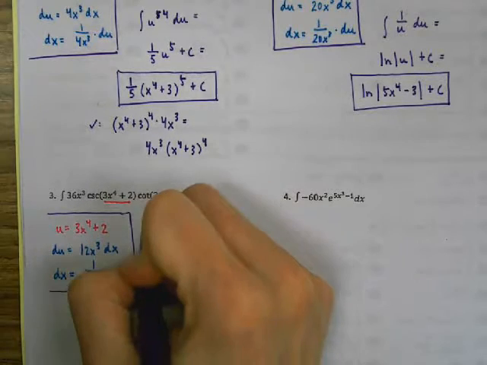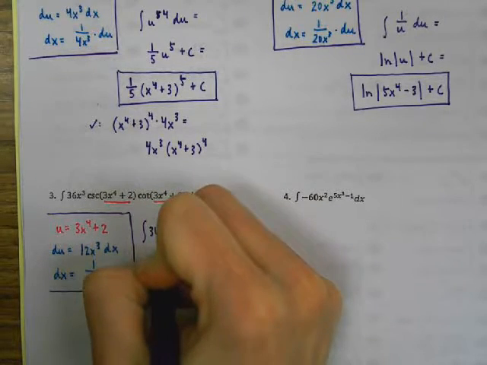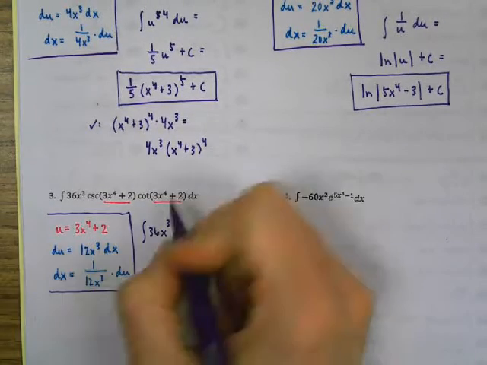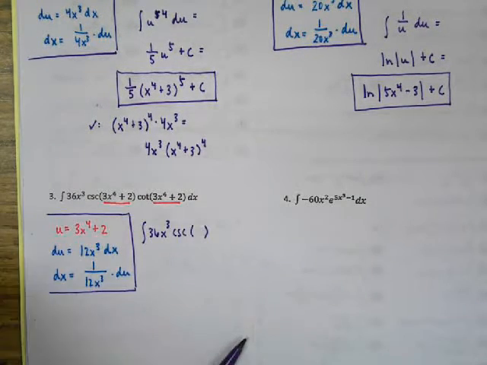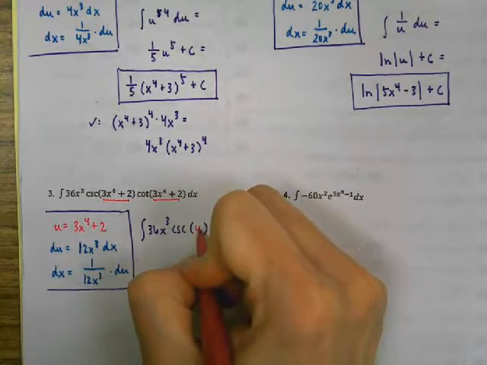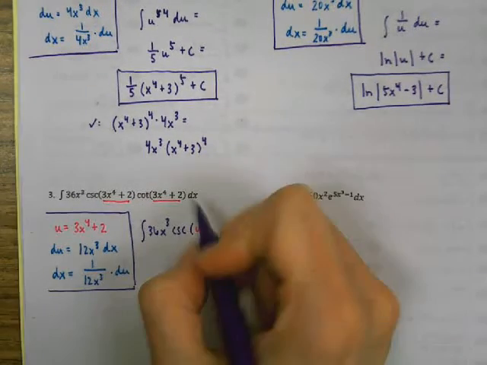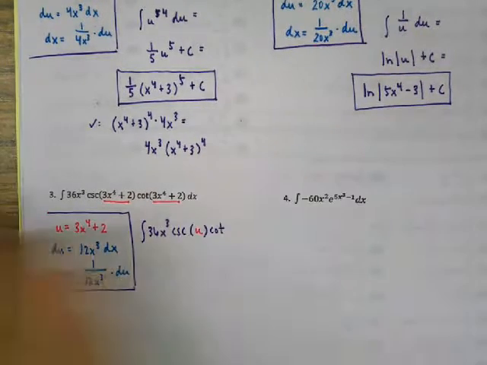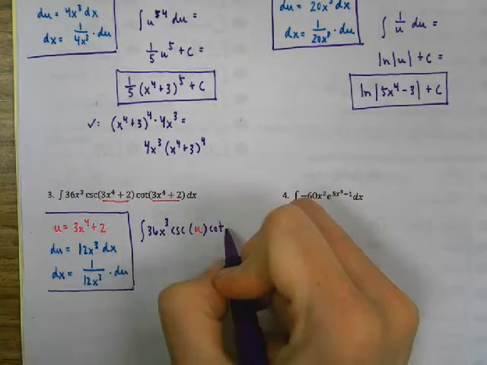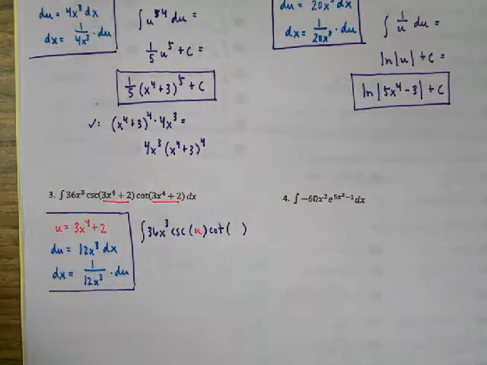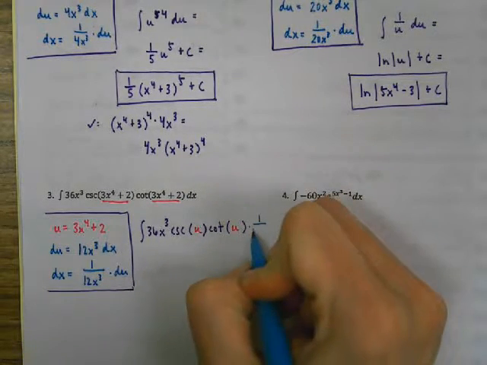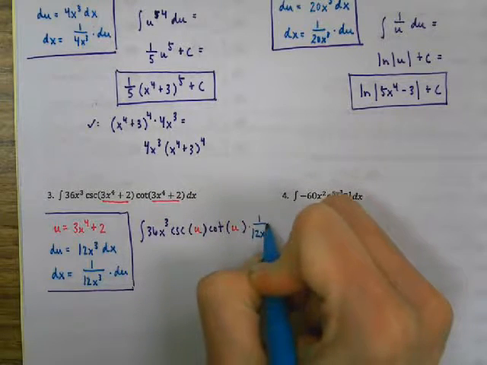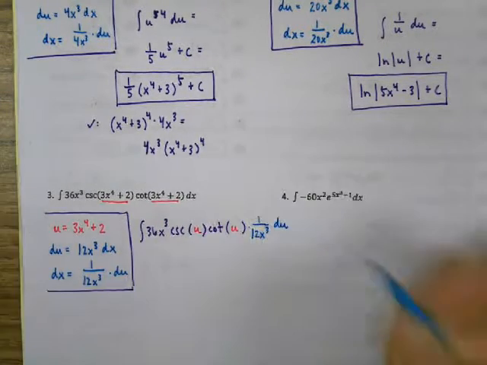Okay, so now going back to my integral, I have 36x cubed. Then I have the cosecant. Well, all that stuff in there is what we called u. Then I have cotangent. Again, all that stuff is u. And our dx is 1 over 12x cubed times du.